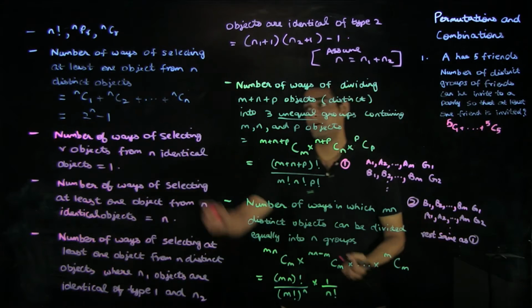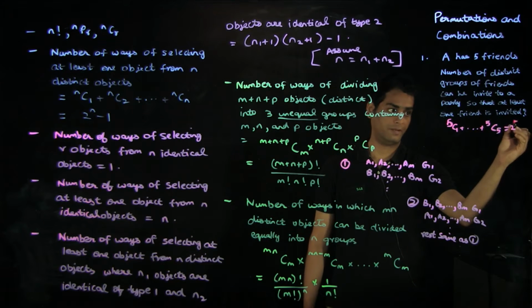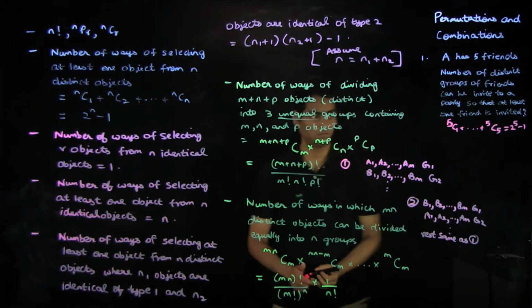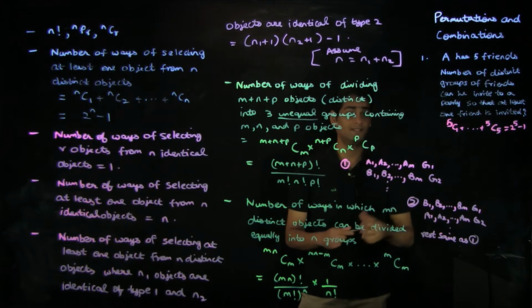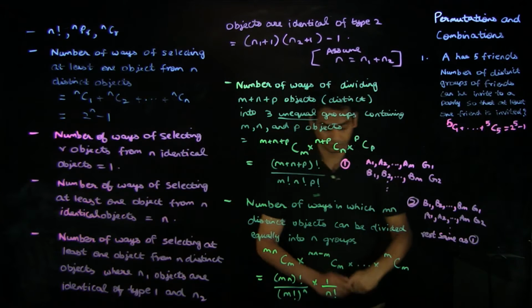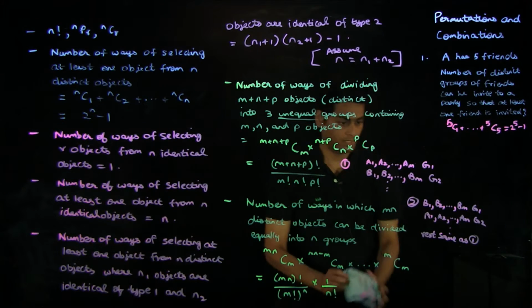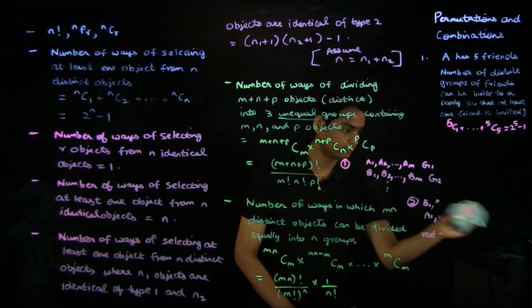And from our first result that we've seen today, this is going to be nothing but 2 power 5 minus 1, which is 31. So there are 31 different distinct groups of friends he can invite to the party, so that at least one friend is invited in each. So let me just erase this portion to make more room for our second example.